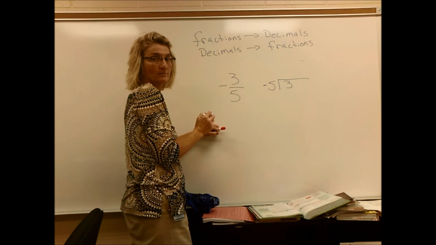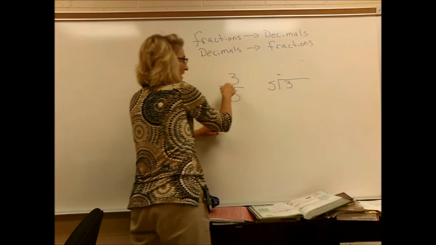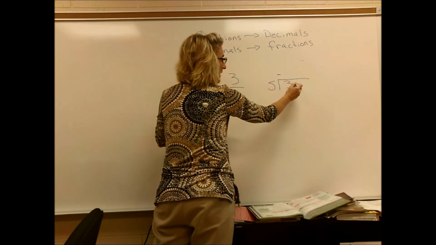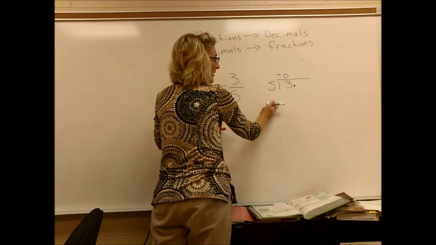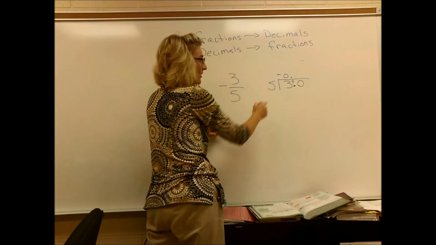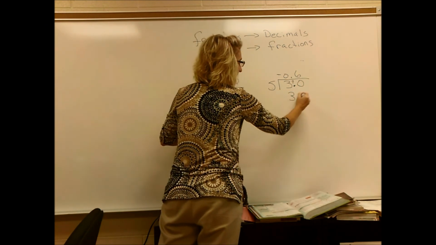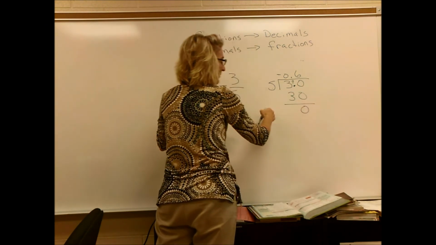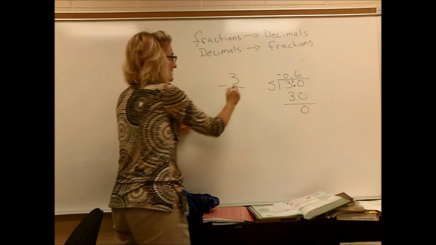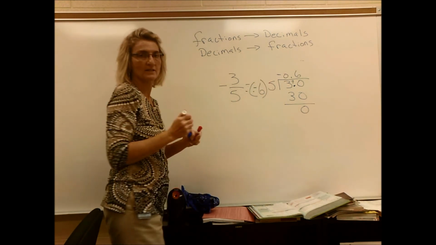And I'm just gonna stick this negative out here. You know what? I'm not even gonna do that. I'm gonna put my negative here because I already have a negative. My answer will be a negative. 5 will not go into 3, so I'm gonna put a 0 there, bring my decimal straight up, and annex a 0. 5 will go into 30 6 times. 6 times 5 is 30 with nothing remaining. So my equivalent decimal for -3/5 equals -6/10.